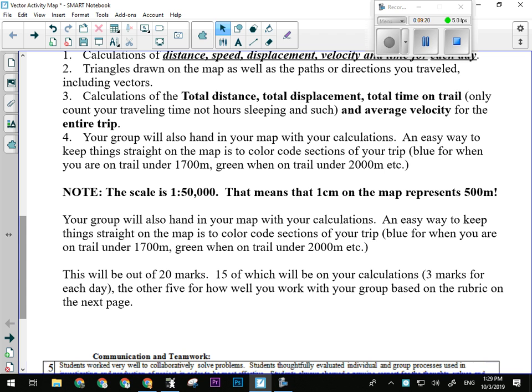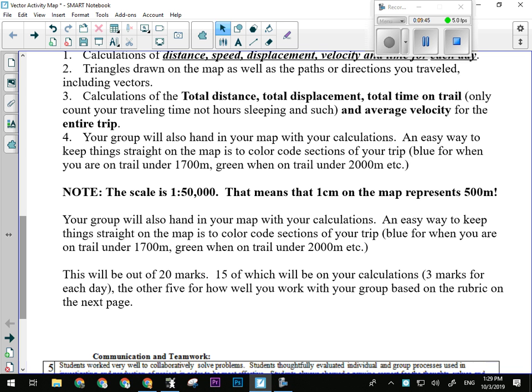Your group will also hand in your map with your calculations. And I already talked about the color coding. All right, here's the other thing you need to know. The scale on the map is 1 to 50,000. That means 1 centimeter on the map is 500 meters of walking. So when you're doing your measurements, you're going to measure in centimeters, multiply that by 500, and you've got your number of meters. Everybody good with that?